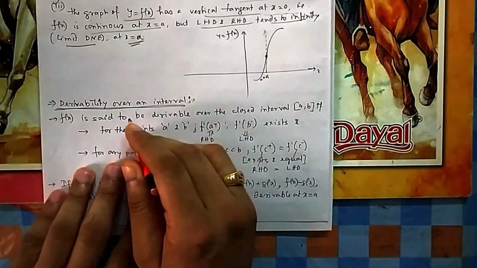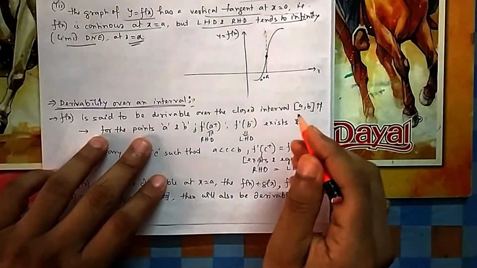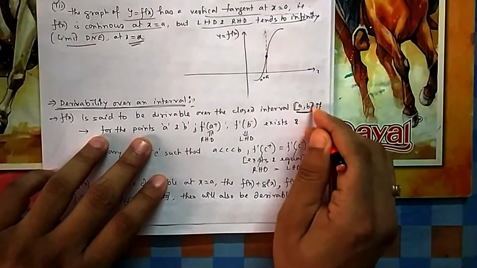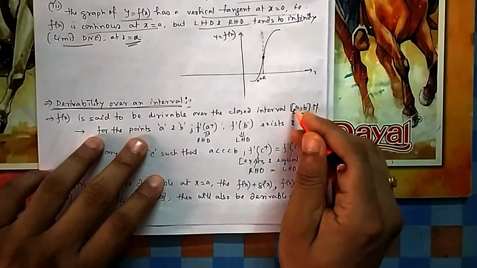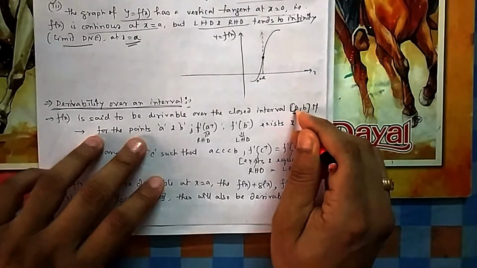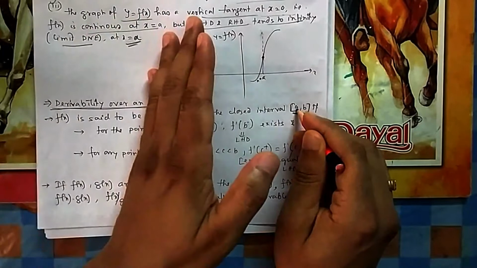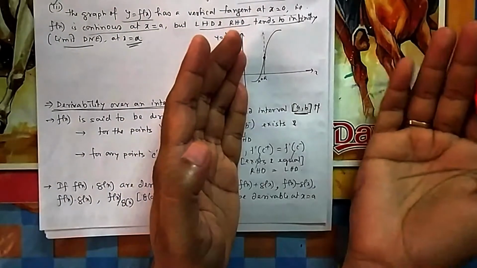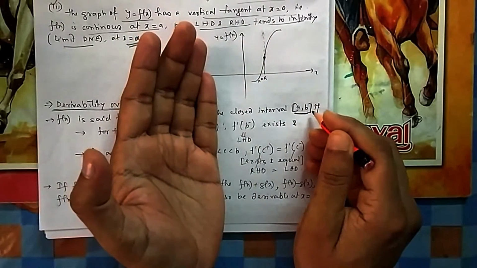Derivability, that is differentiable, over an interval, like your continuity over an interval. Suppose a function is continuous in between these two; we have already seen the definition of continuous. It should be continuous at every point in between these two, and at the boundary point A, because you don't know the left side of A, it should be right continuous. At B, because you don't know the right side of B, because we are stopping at B, it should be left continuous at B.